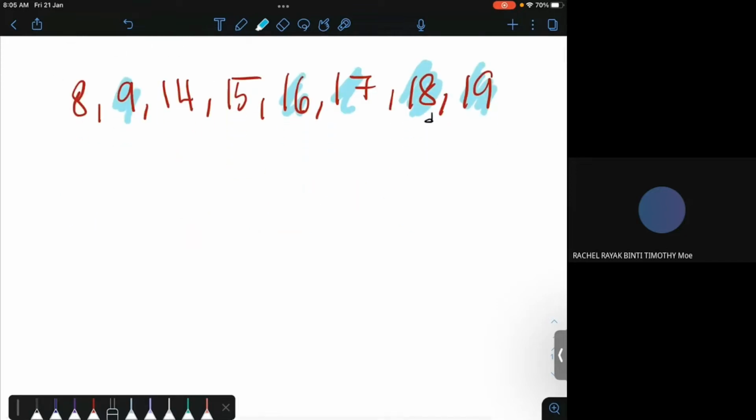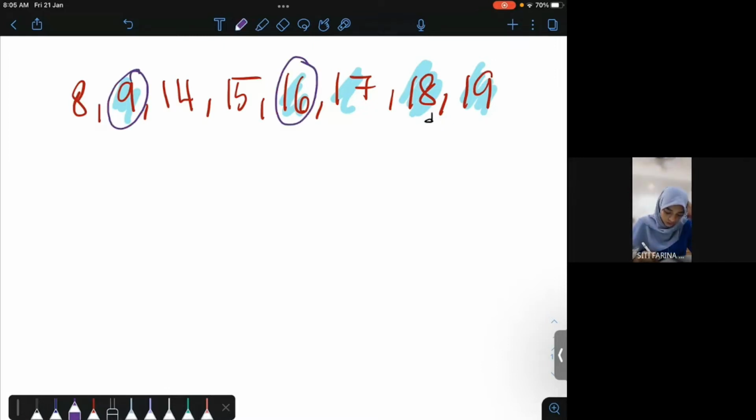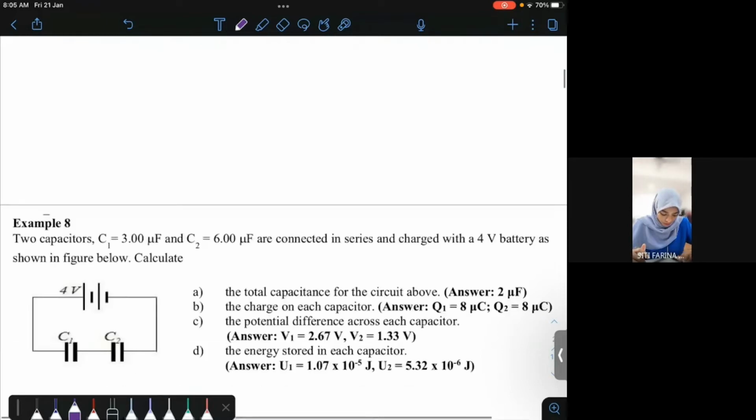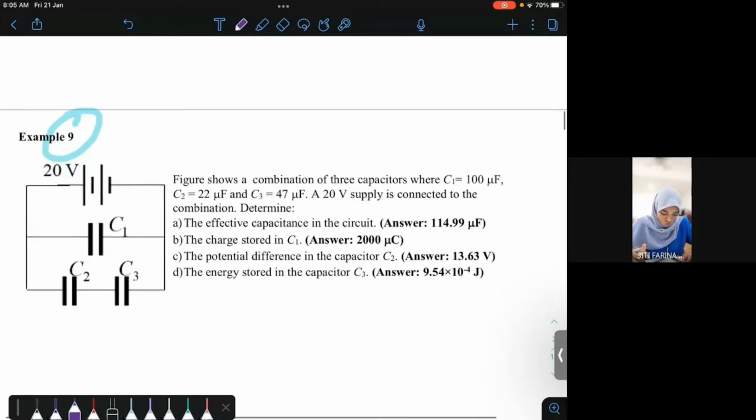Okay, ini adalah antara soalan yang kamu minta kita bincang, iaitu question 9, 16, 17, 18 and also 19. So kita ada 5 soalan, kita akan bincang dulu. Alright, so without wasting any more time, saya akan terus masuk example 9.